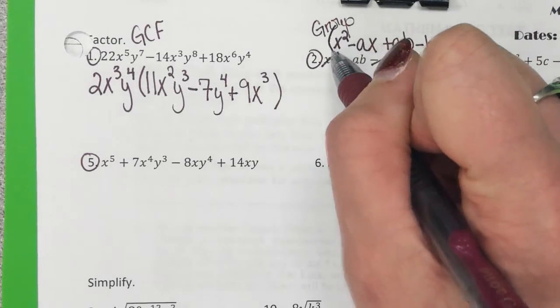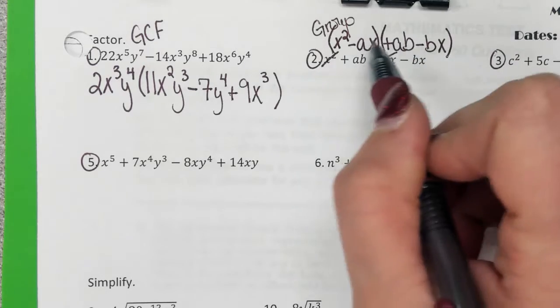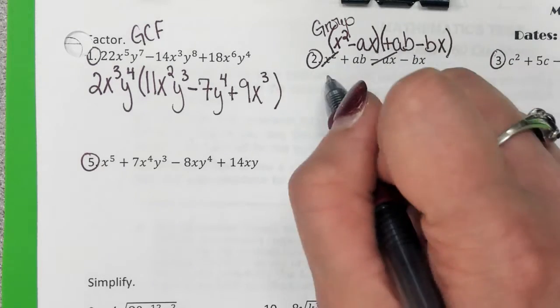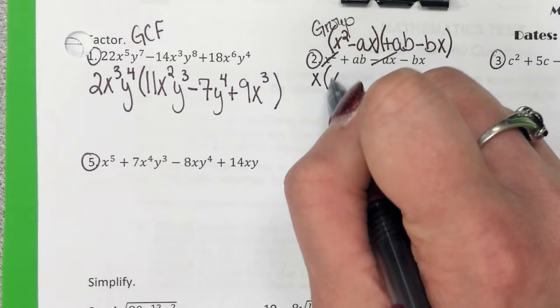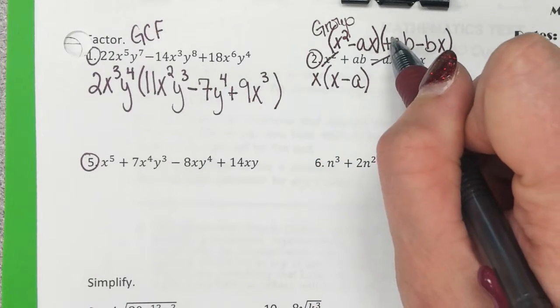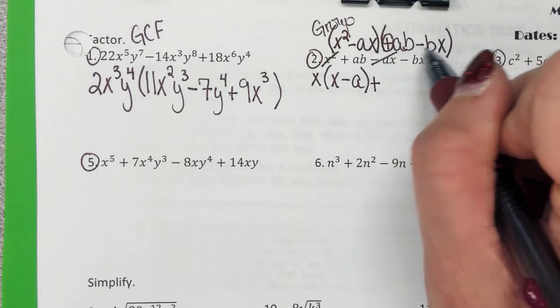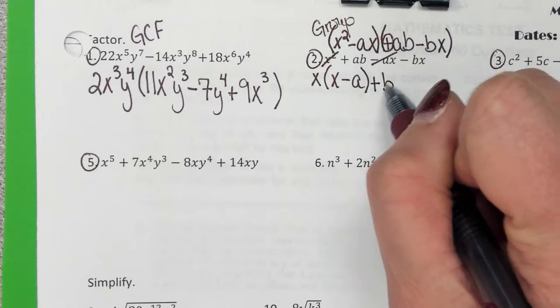All right, so then we're going to group it and keep that plus sign with that AB. And what do those first 2 terms have in common? X. There you go. So that leaves you with x minus a. And we're going to take this plus sign out. And what do these back 2 have in common? B. They have a b.